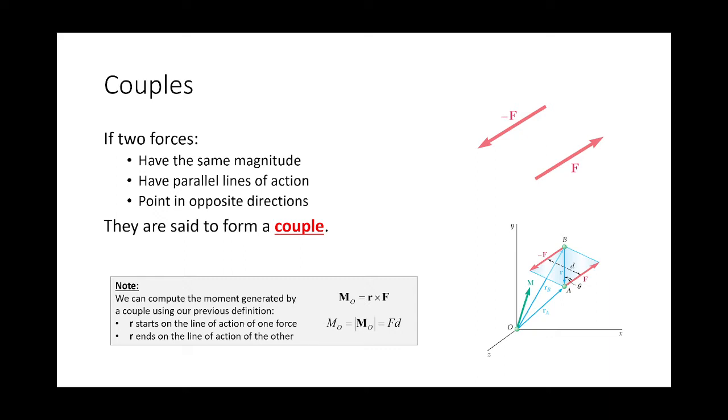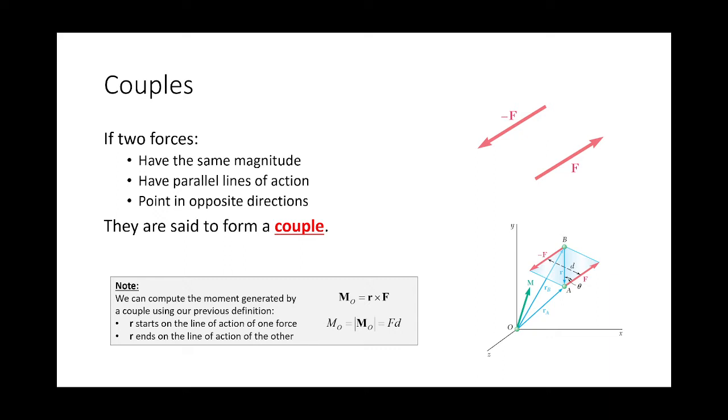Now, I propose to you that the force couple, if we look at it from a sum of forces perspective, the sum of forces is 0. But that's where moments come into play, because the sum of moments is not 0. This system definitely generates some moment. Now, I propose that the moment generated by a force couple can be defined as R cross F.